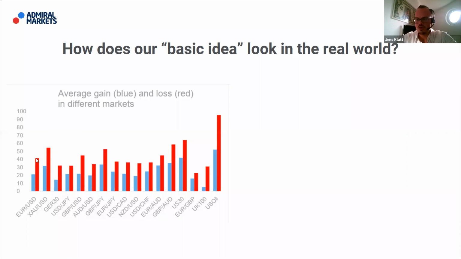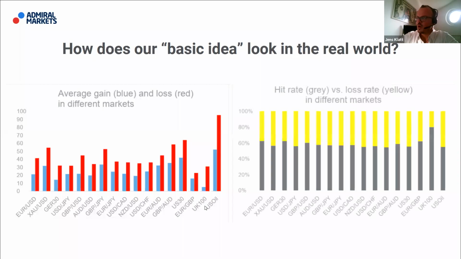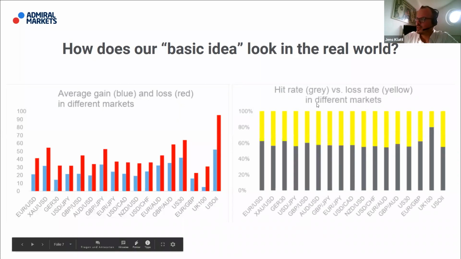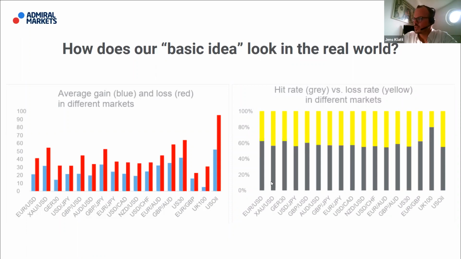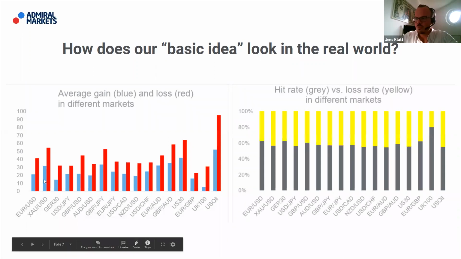This is the real number behind the saying that retail traders tend to cut winning trades short and let losing trades run. This is exactly what can be seen here. If the blue column, which is the case in every asset, is lower than the red one, this gives the real world example of the saying, the natural tendency of retail traders to cut winning trades short and let losing trades run. The only problem is the hit rate in gray versus the loss rate in different markets, which means you can't overcome this tendency.